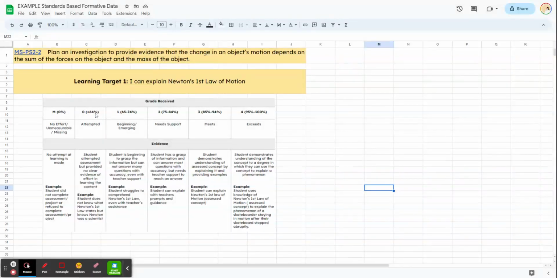This student typically would be considered one of your lower students in the class, and maybe this student gets fours on everything else, but just struggles with this learning target specifically, and that happens.